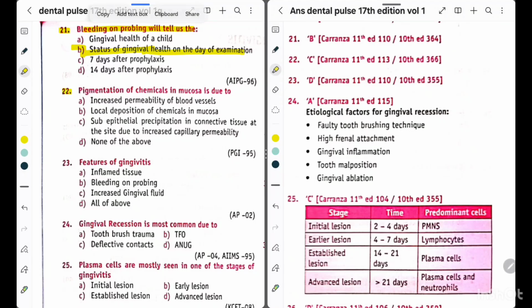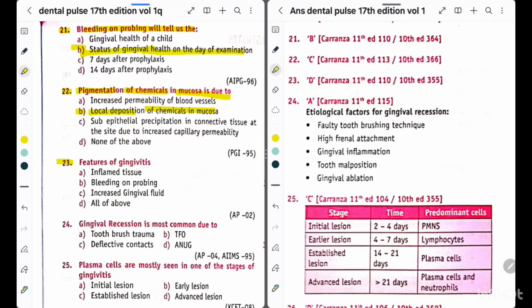Now question 22. Pigmentation of chemicals in mucosa is due to option A, increased permeability of blood vessels, option B, local deposition of chemicals in mucosa, option C, subepithelial precipitation in connective tissue at the site due to increased capillary permeability, option D, none of the above. So the answer is option B, local deposition of chemicals in mucosa.